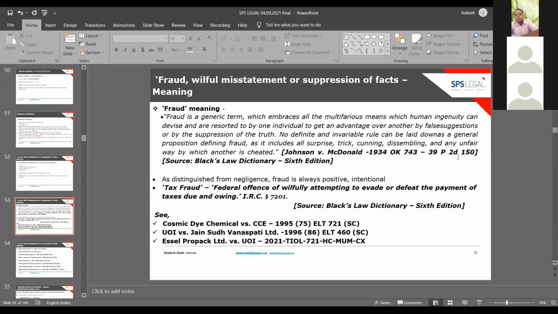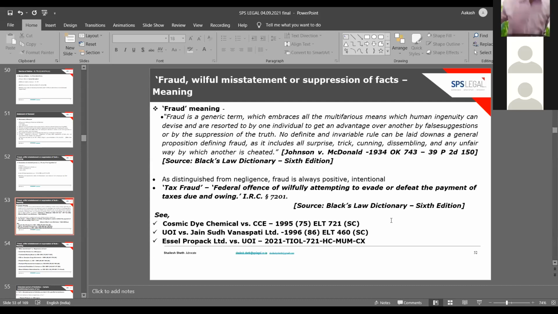Fraud. The meaning of fraud is that fraud basically contains an element of intention. One need not prove the intention in fraud, because fraud itself signifies the intentional act or omission on the part of the party. In Cosmic Dye Chemical, the Supreme Court says, as far as fraud and collusion are concerned, it is evident that the intent to evade duty is built into these very words. So the department need not prove it, because fraud vitiates everything.